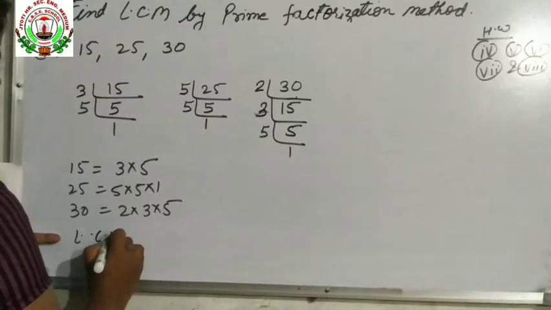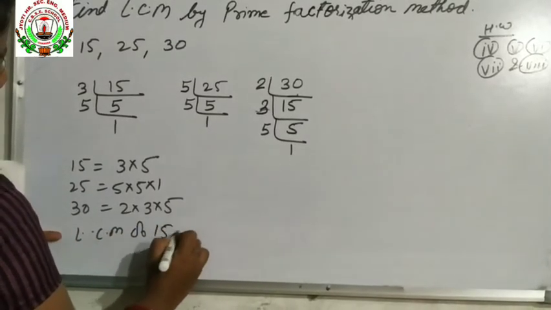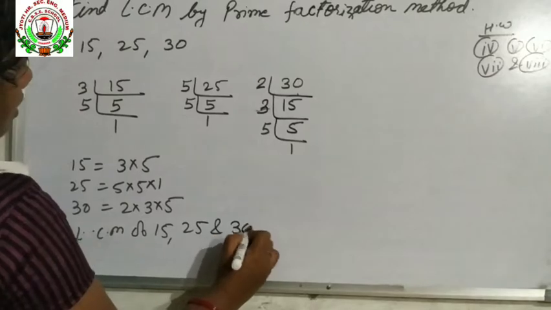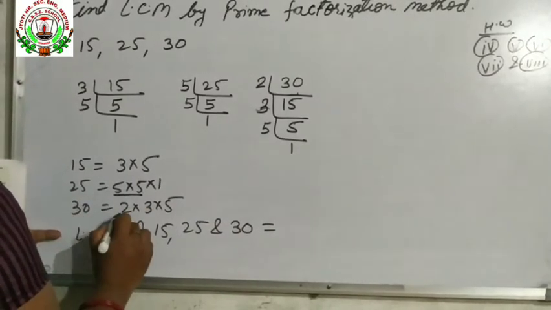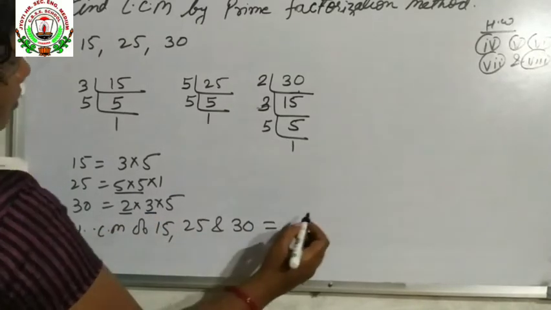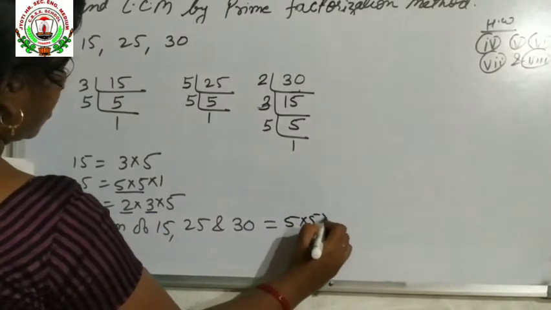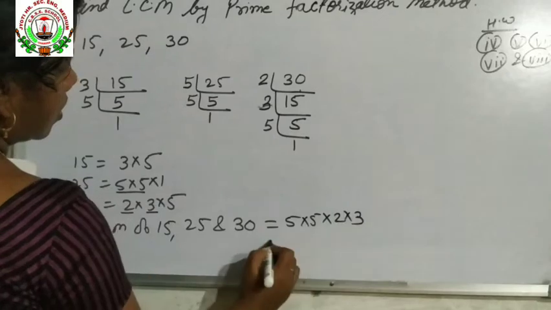Now the LCM of 15, 25 and 30 is equal to... Now the maximum number of 5s is 2 times here. Then 1 time 2 and 1 time 3. So 5 into 5, then 2 into 3.